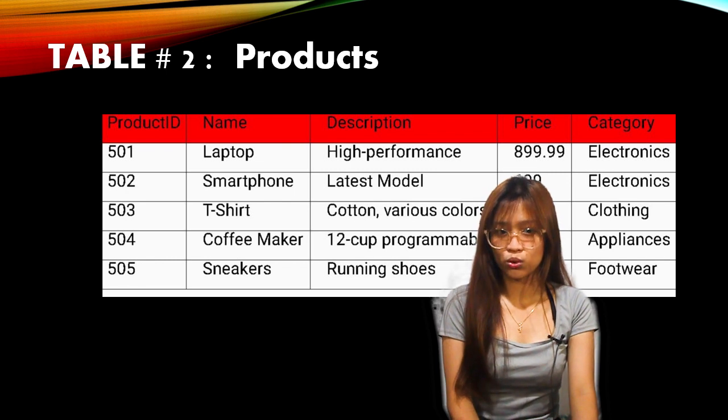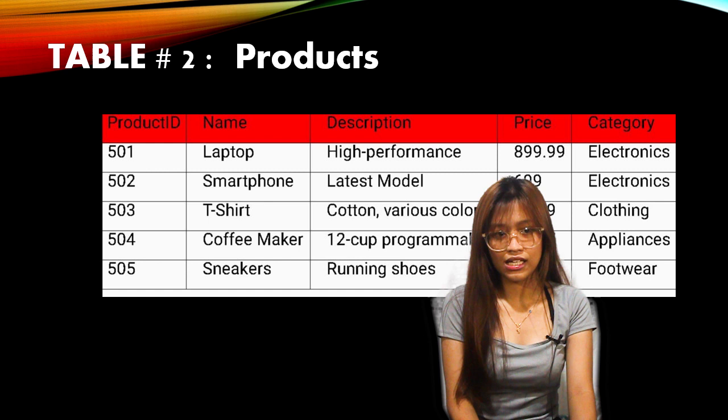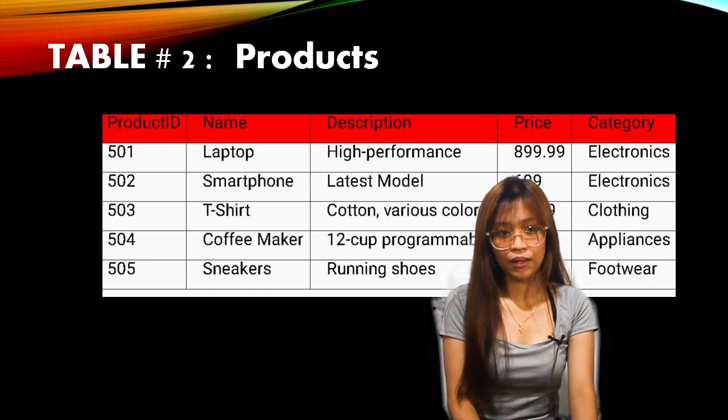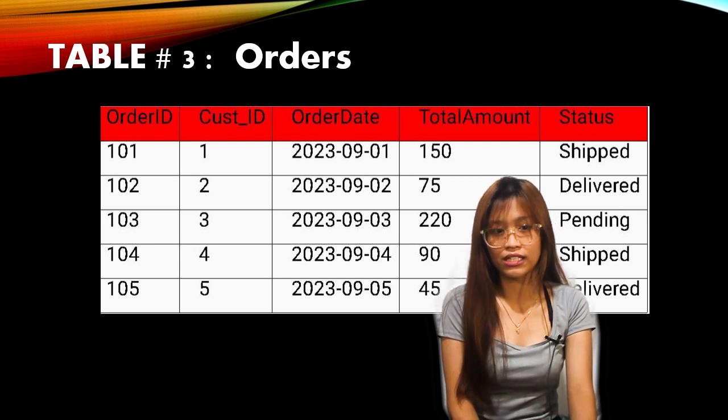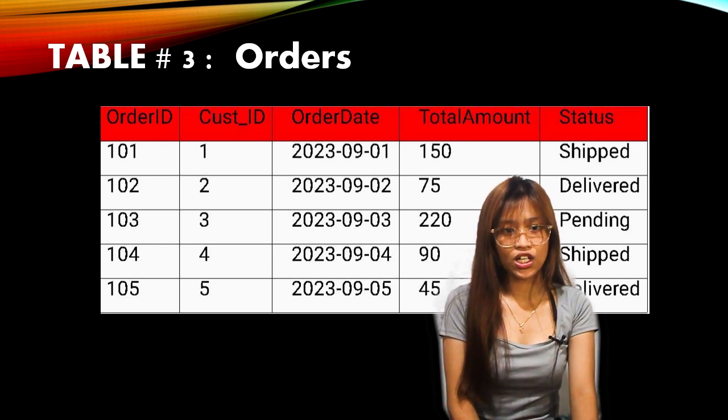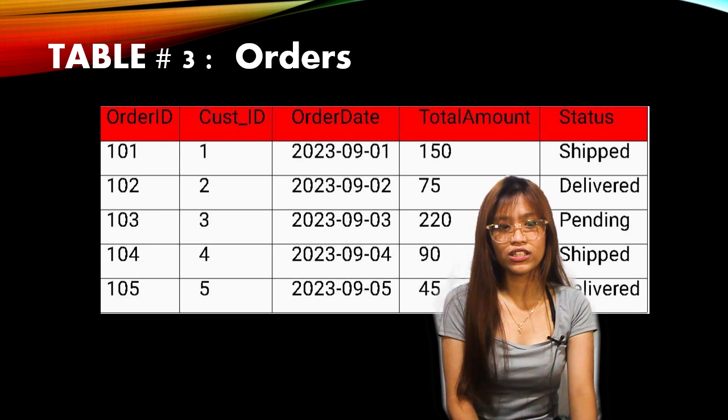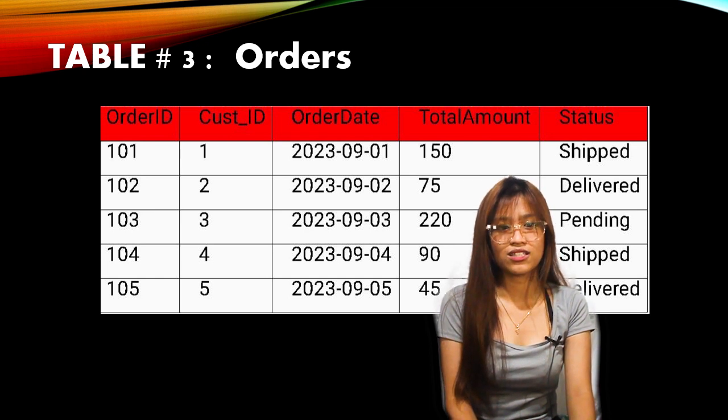For table number 2, products, it shows 5 fields: product ID as the primary key, name, description, price, and category. For table number 3, orders, it contains 5 fields such as order ID as the primary key, customer ID serve as the foreign key, order date, total amount, and status.